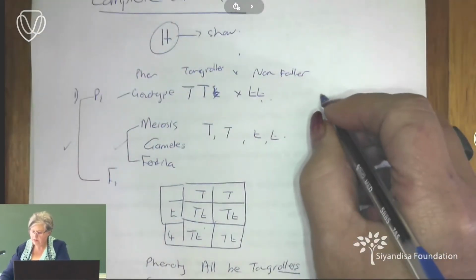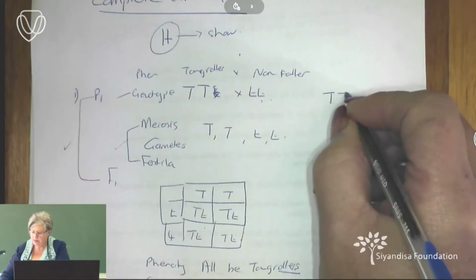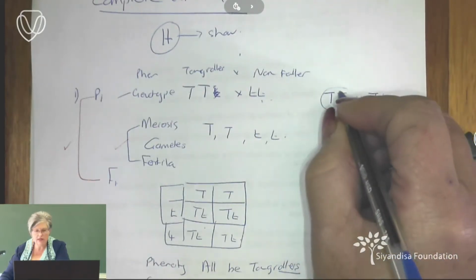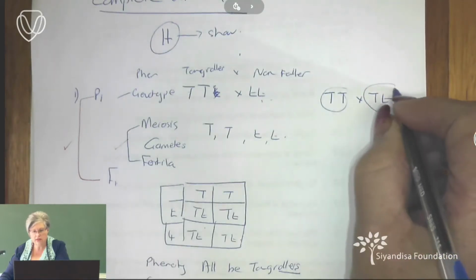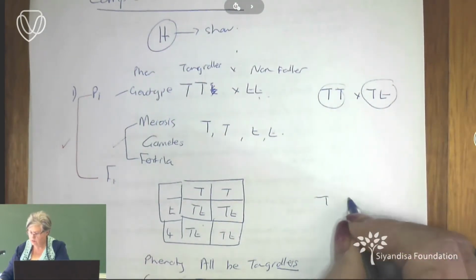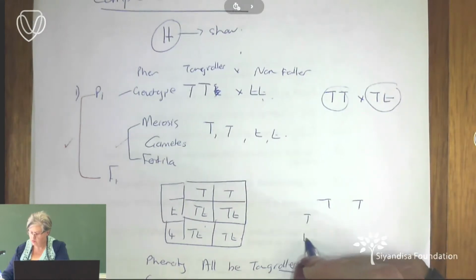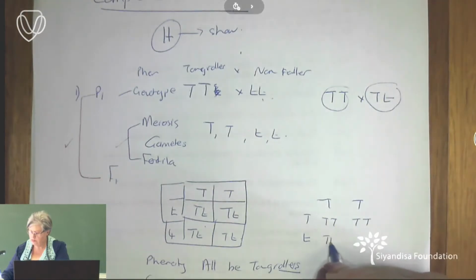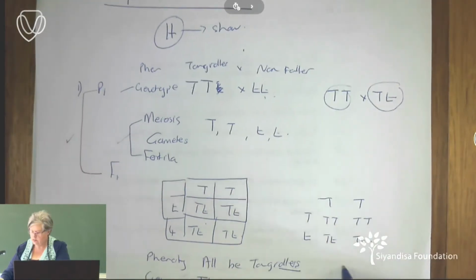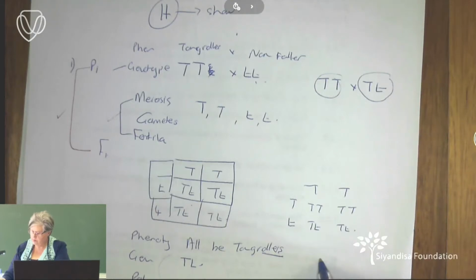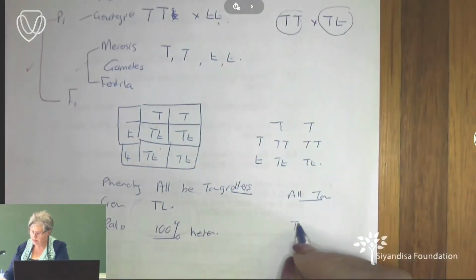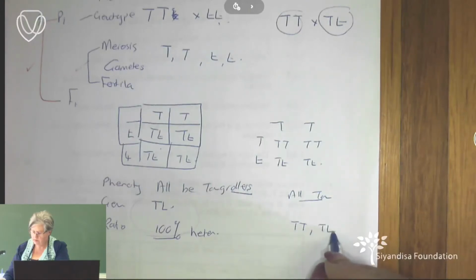If I have a big T cross big T, small t, so I have a homozygous crossed with a heterozygous. Okay? Let's just see how my offspring will look. Big T, big T, big T, big T, small t there. So all of them will again be tongue rollers, the phenotype, but the genotype will be this one and this one, small t there.